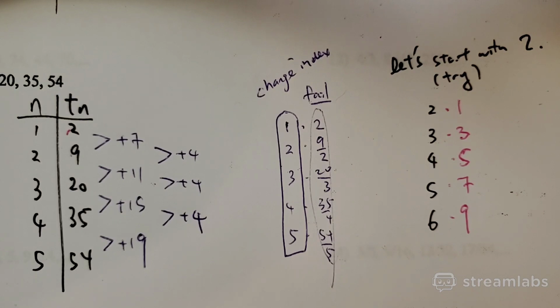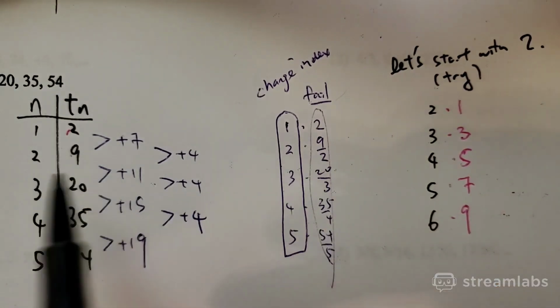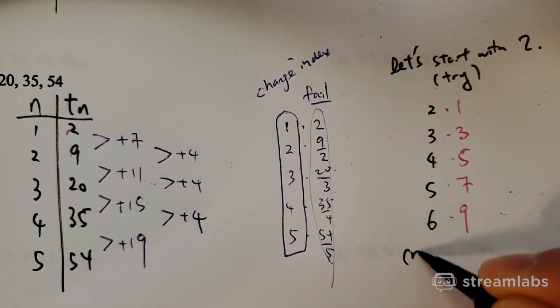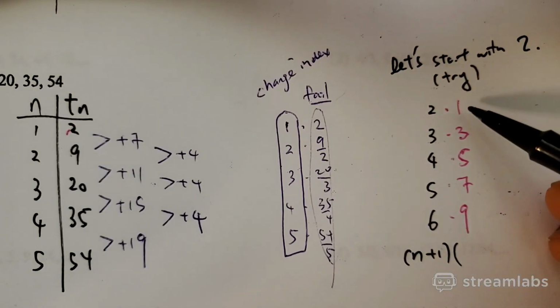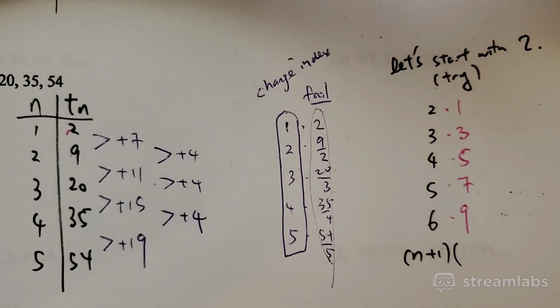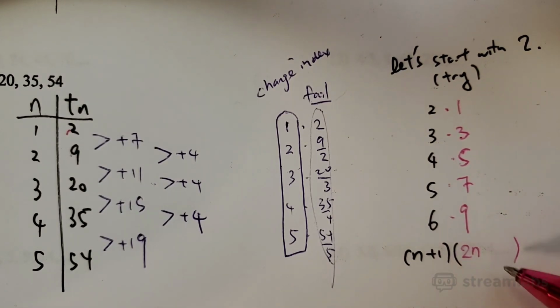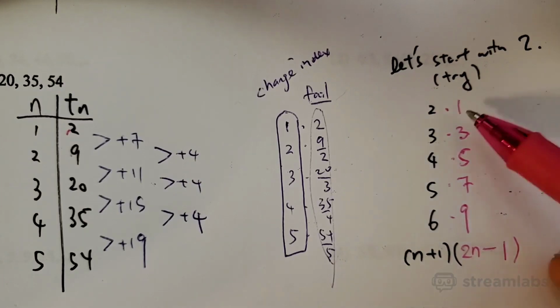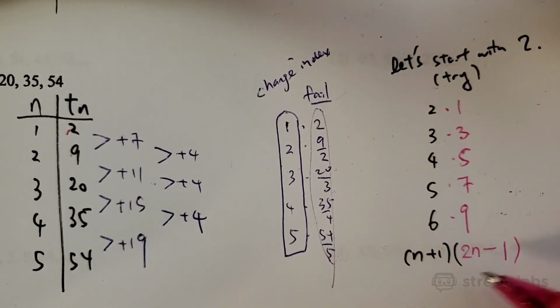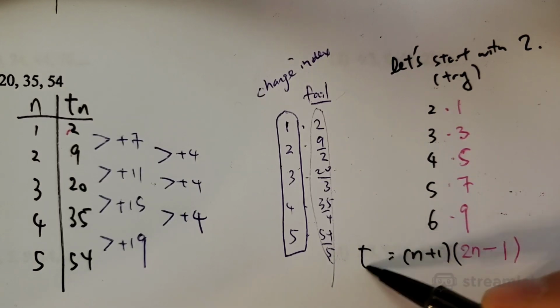Since you start with 2 on the left side, you have to do n plus 1 times 1, 3, 5, 7, 9. That is called odd numbers. To do odd numbers, there are 2 ways to do it. One is 2n plus 1. One is 2n minus 1. In this case, it's 2n minus 1 because when you plug in 1, it must be 1. If you try 2 times 2, that is 4, minus 1 is 3. That's your Tn.